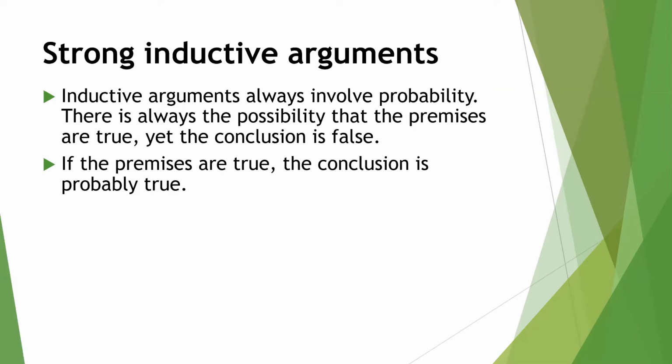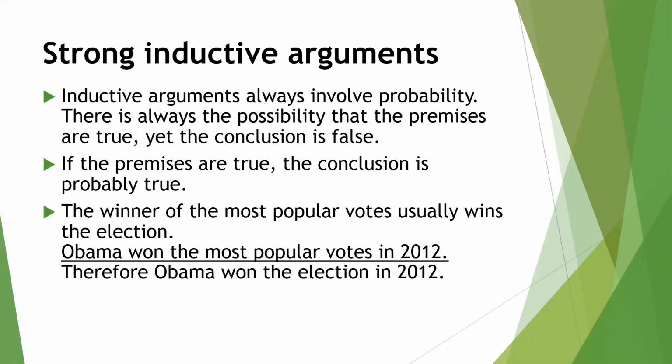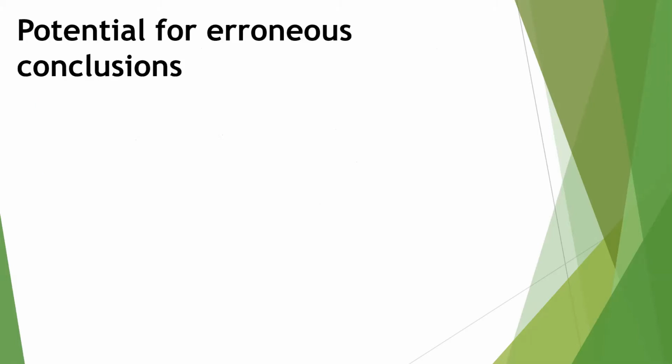You have this likelihood. So for example, here's an argument: the winner of the most popular votes usually wins the election. If we're talking about the presidential election in the United States, that is true. And then you're given the premise Obama won the most popular votes in 2012. You conclude that Obama won the election in 2012. Well, that's an inductive argument. It is a good argument, perfectly fine argument, and in this case, the premises are true and the conclusion is true. Yet we should recognize that there is a potential for erroneous conclusions with this form of reasoning.